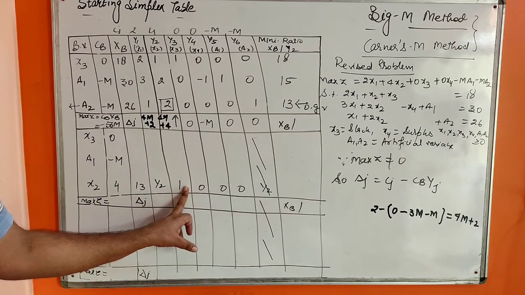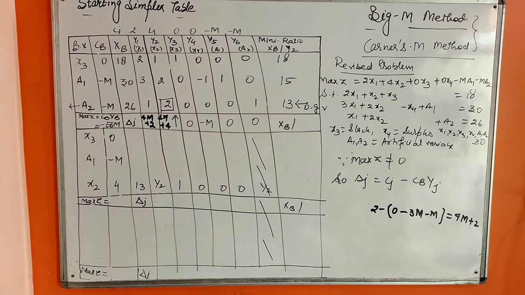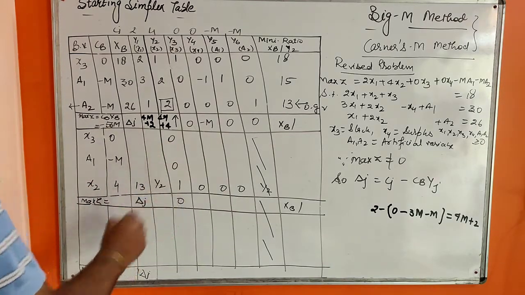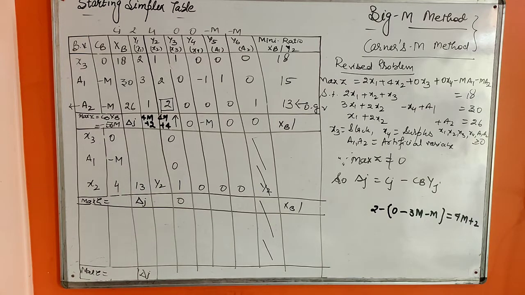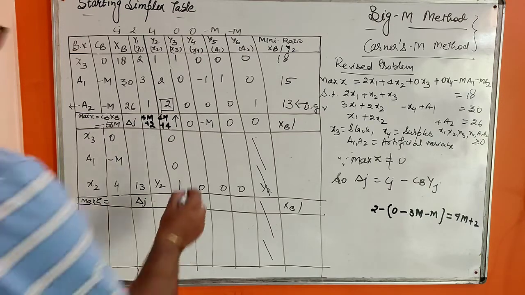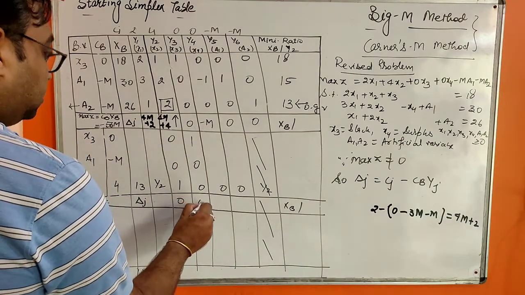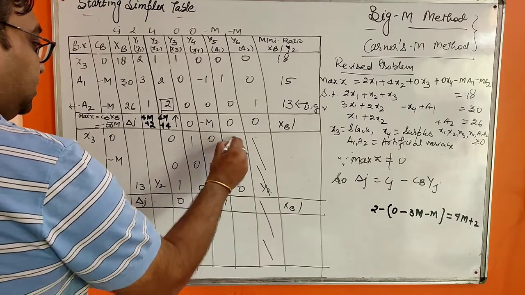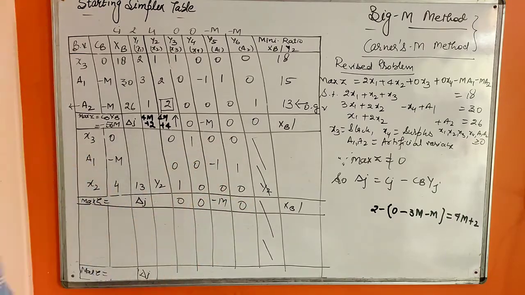Now what do we have to do? We have to put zeros in all the elements of the key element column except the key element. The columns containing 0 in the key element row remain as they are, that is 1, 0, 0. 0, minus 1, minus m. 0, 1, 0.